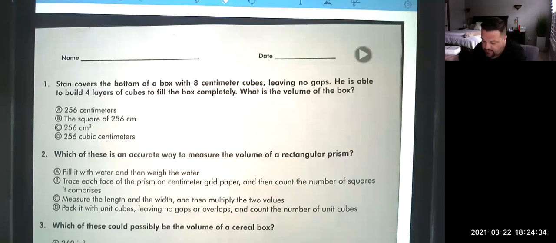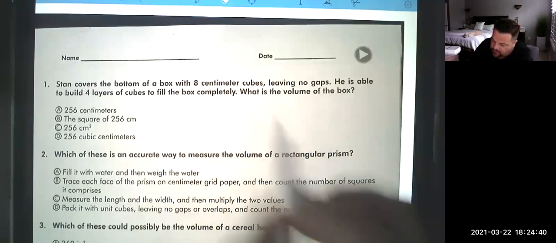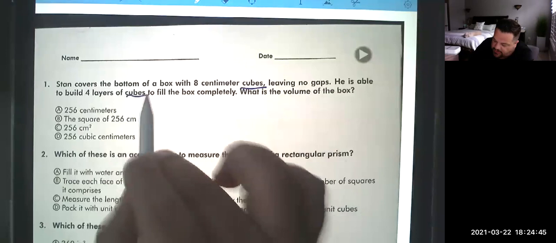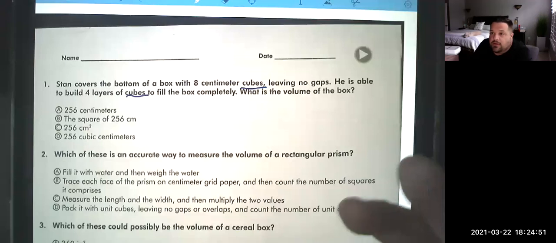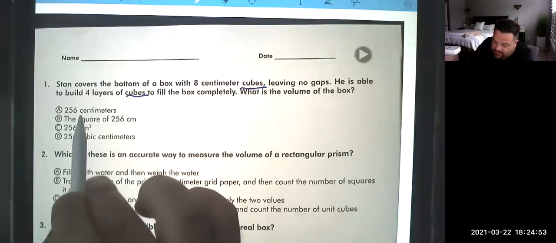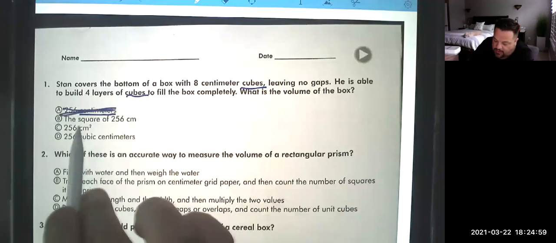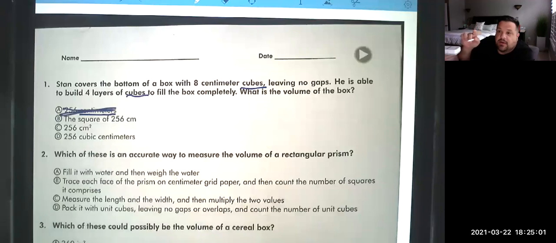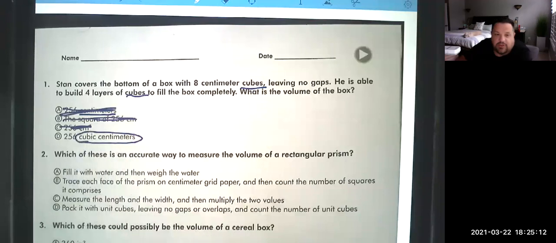Okay, the key here for number one is we're using cubes again, right? So what they want you to see here is when you're doing the cubes, the answer's got to be in cubic, something cubic, right? So if you look at your choices, this is centimeters, this is measuring length, so that can't be the answer. Square means to the second, cube is to the third. So it can't be the square of 256, and centimeters squared doesn't work. So the only one that makes sense is cubic centimeters, you got to have the word cubic in there.